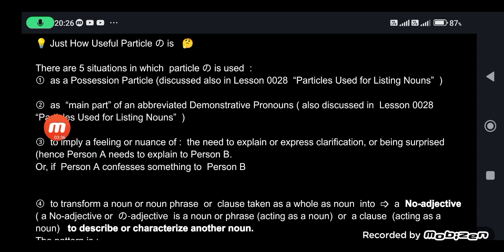So number 2, particle no as main part of an abbreviated demonstrative pronoun. So what are the demonstrative pronouns in the English language? This, that, there. In Japanese, we also have demonstrative pronouns. That's the ko-so-a-do, but later we will discuss. So number 3 usage is to imply a feeling or nuance of the need to explain or express clarification or merely being surprised. Hence, person A needs to explain to person B. Or if person A confesses something to person B, person A is the first person, person B is the second person.